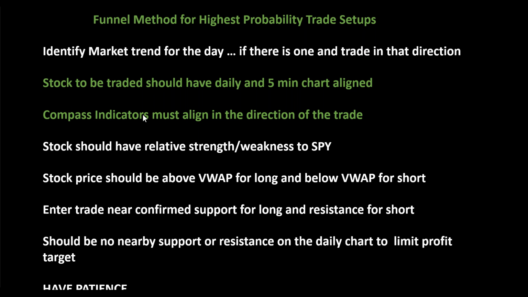And then the compass indicators, the SPY super system indicators, must align in the direction of the trade. If we're going long, the institutions need to be long this stock or the index. They need to be long it. And then the relative strength and relative weakness.